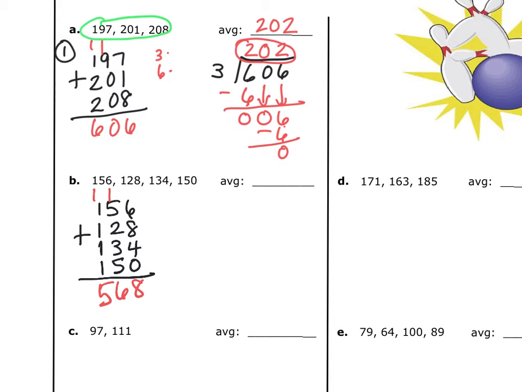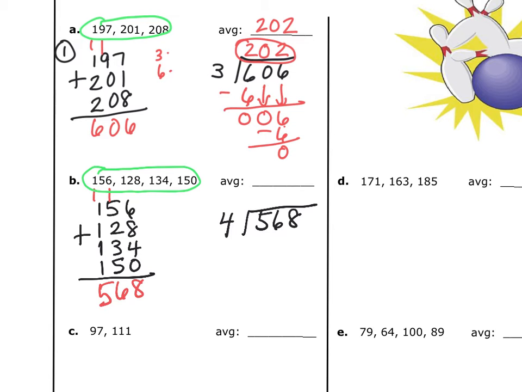Now you're thinking, what do I divide by? Well, remember, how many numbers are right here? That's what you're going to divide by. So I have 568 under my house, and I'm going to divide that by 4 because there are 4 numbers there. Then I start my count bys.